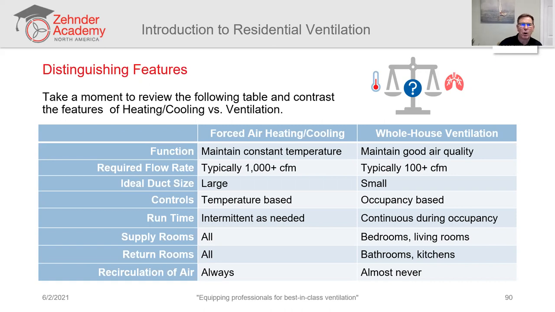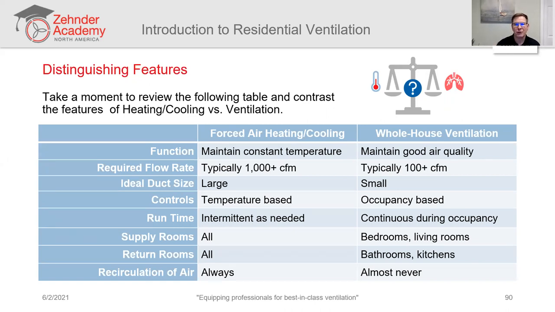Because of those different functions, the required flow rate is very different. So it's very typical in a common house to have a system for heating and cooling that's over 1,000 CFM when it operates. But by contrast, a whole house ventilation system only needs maybe, again, not a fixed number, it varies depending on the house, but typically in the range of 100 CFM or something like that. So many orders of magnitude difference between these two. Therefore, their ideal duct sizes are also quite different. In general, your heating and cooling system requires big ducts, maybe 10 or 12 inch ducts, maybe even bigger. Your whole house ventilation system, by comparison, requires very small ducts.